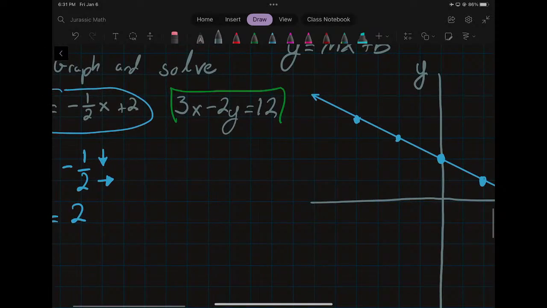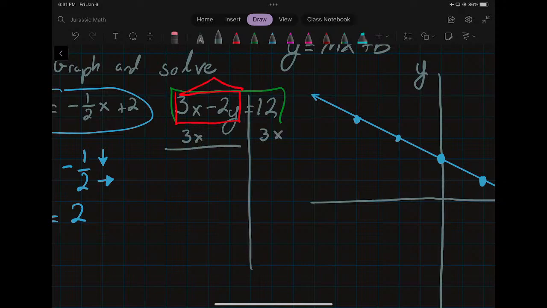So what I need to do is get the y by itself. So I call this house method. Just something I've done where you draw a house around the letter that you want to get rid of, or the letter that you want to stay. In this case, we want the y to stay, so we get rid of what's furthest away, which is going to be the 3x. So I get rid of the 3x by subtracting because it's a positive.